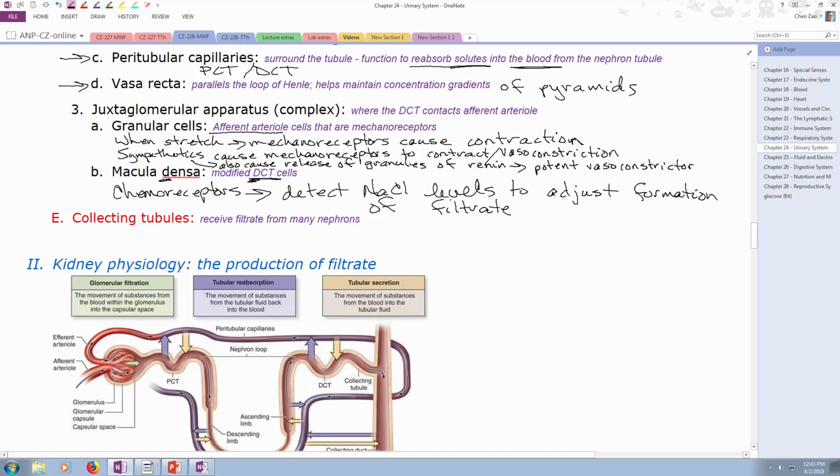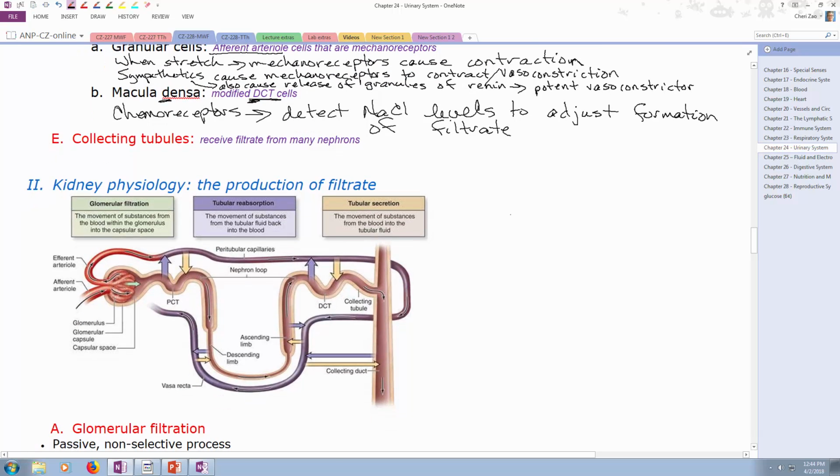Collecting tubules receive filtrate from many nephron units, more specifically the distal convoluted tubules of each of the nephron units, and will empty into the tip of the pyramid, which you know is the papilla, and then urine into the minor calyx.